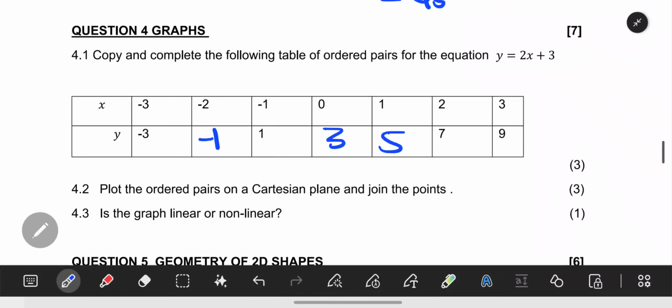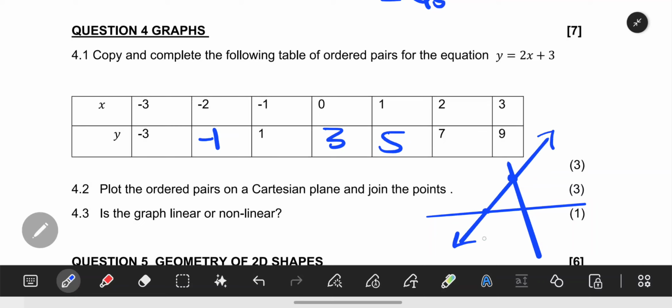Okay, so it says plot the ordered pairs on a Cartesian plane. But guys, I will just show you the x and y intercepts. Your graph must look like this. The shape of your graph must look something like this, because it will consume time if I plot everything.